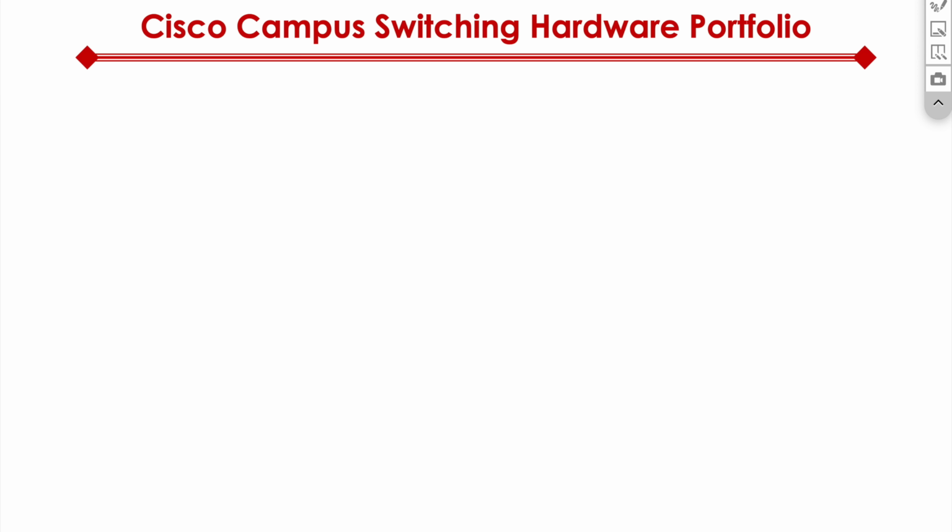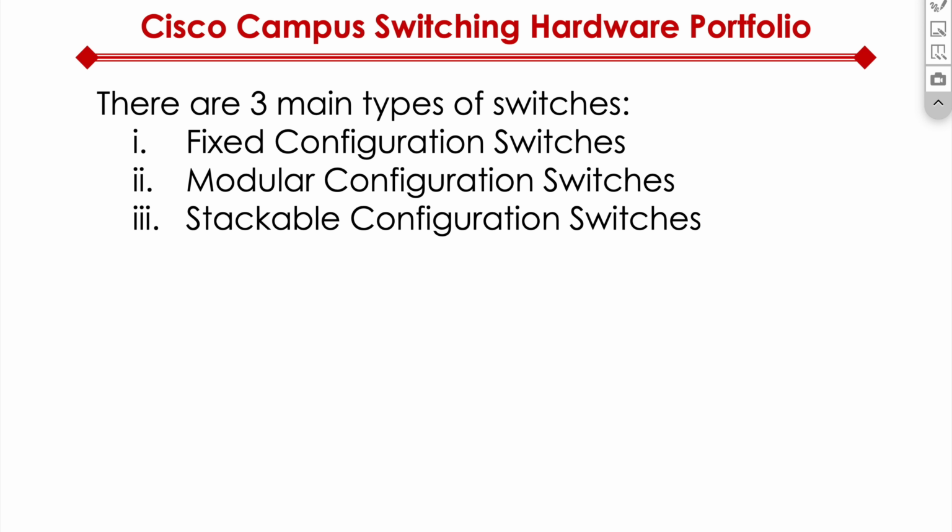Now, next, I would like to give you a quick review of the Cisco campus switching hardware portfolio. But before I take you to Cisco's website, a couple of things I want to bring to your attention. There are three main types of switches. You have the fixed configuration switches, the modular configuration switches, and the stackable configuration switches. And I'm going to go through each type on Cisco's website.